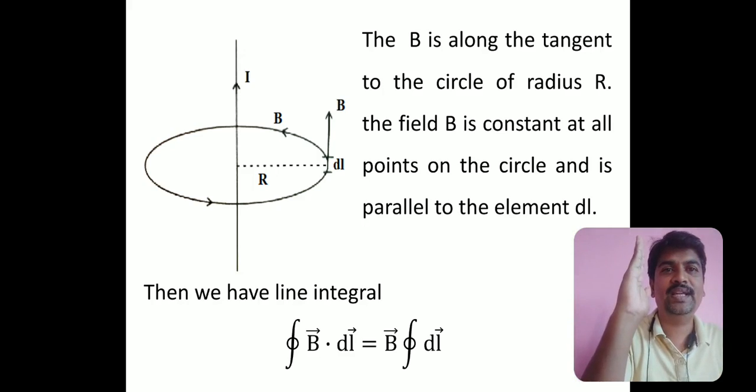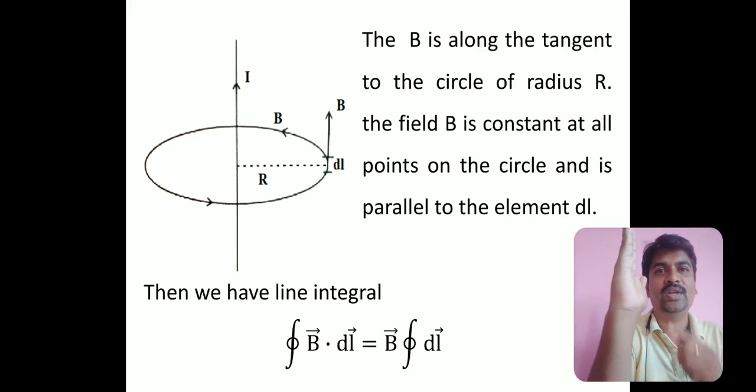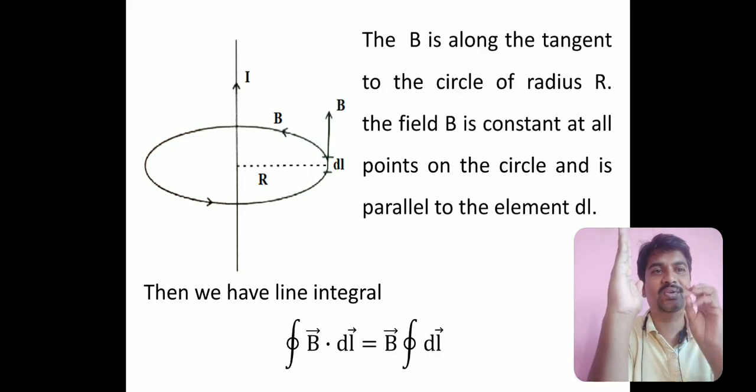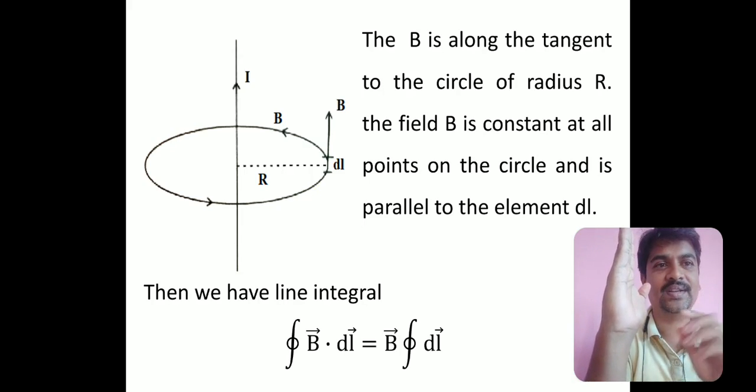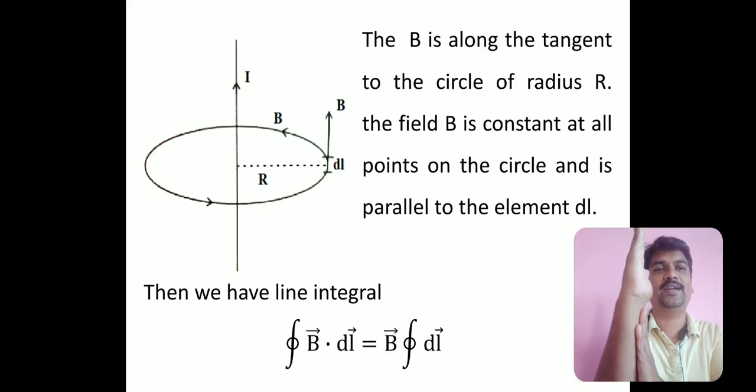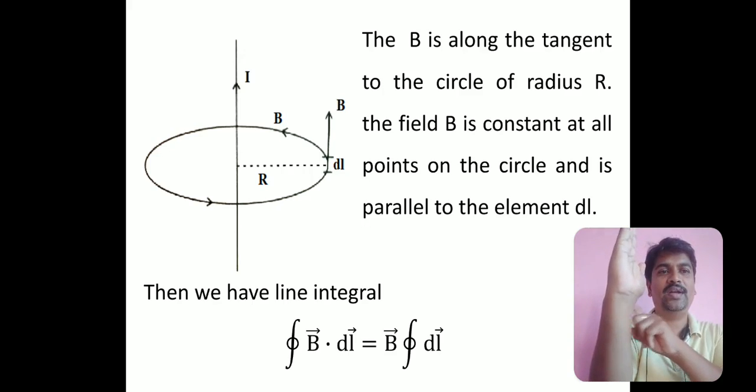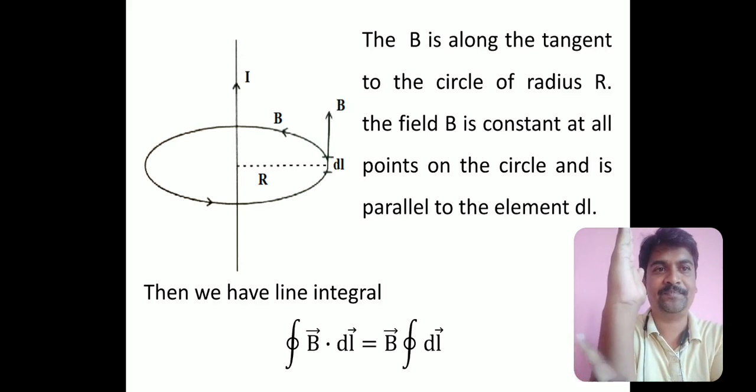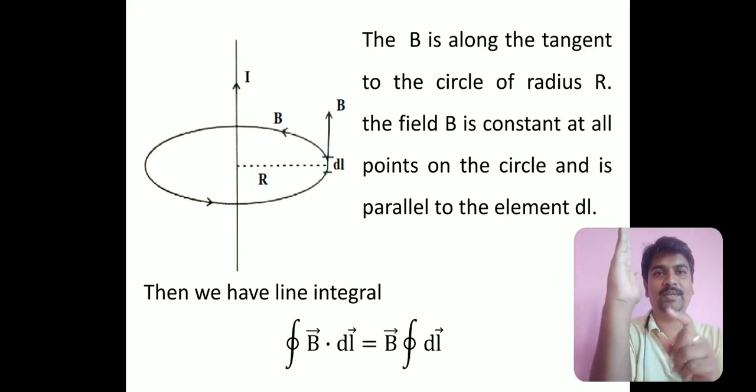In that straight conductor, there is one circle I have drawn. This is the closed path I have drawn. It is not a circular conductor, it is a straight conductor. I have drawn a circular path around the conductor. In that circular path I am considering a small length dl where the magnetic field is tangential to that. The circle which I have drawn is of radius capital R.